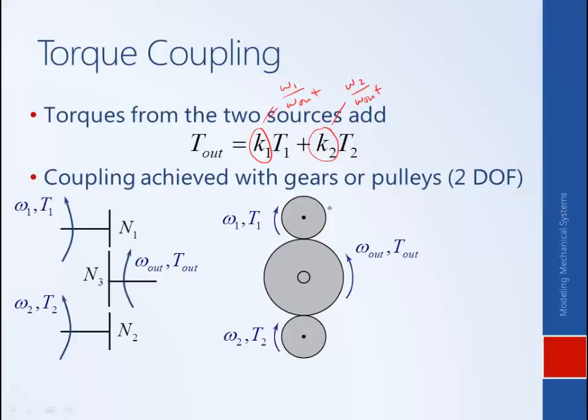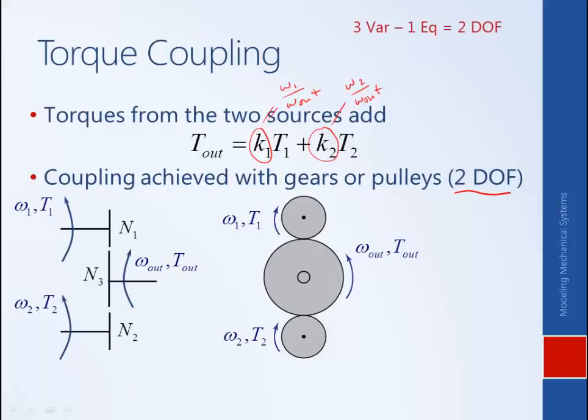And so the fact that both gears are pushing on the output gear, you can get some sort of feel for the fact that the torques are going to add. And so that's why this is called a torque coupling device. This kind of device we define as having 2 degrees of freedom. So that's what DOF is, degrees of freedom.